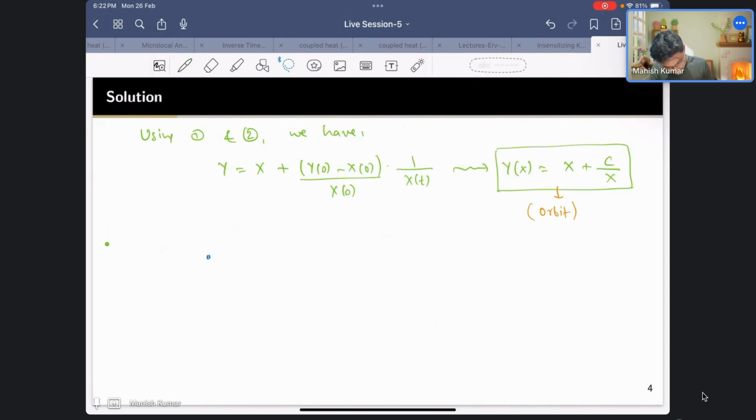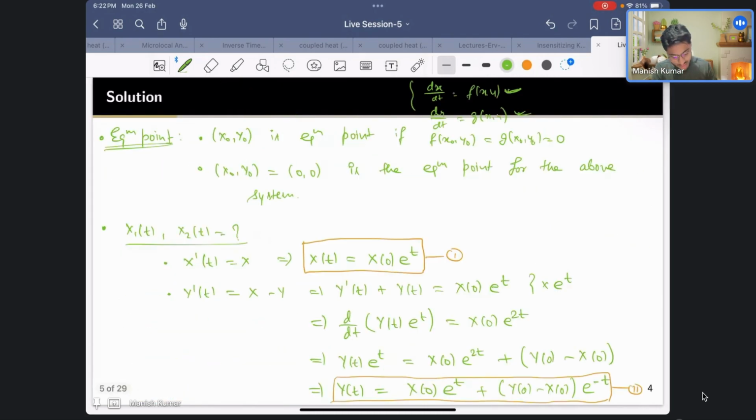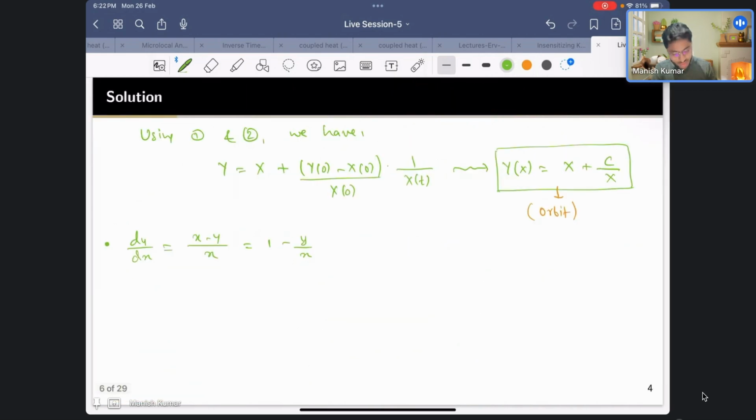What we have is dy by dx equal to x minus y upon x. So this is 1 minus y by x. Here we are not considering the equilibrium point. We are assuming that x and y are non-zero, that's why we can do this division. Note that x y is not equal to 0 comma 0. y can be chosen as 0, but x has to be non-zero. Both cannot be simultaneously 0, that's it.